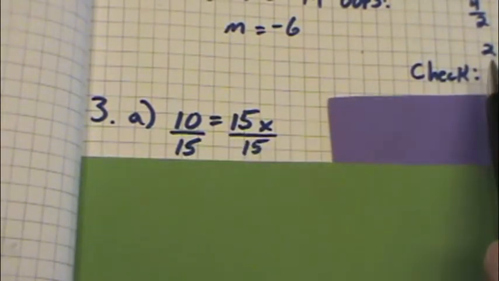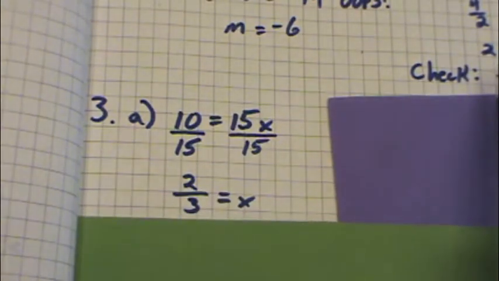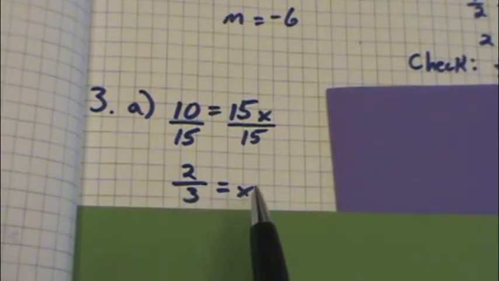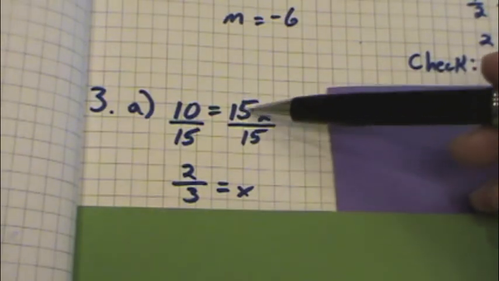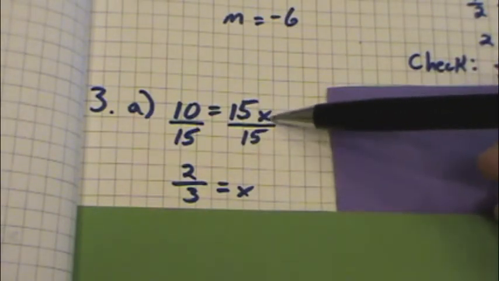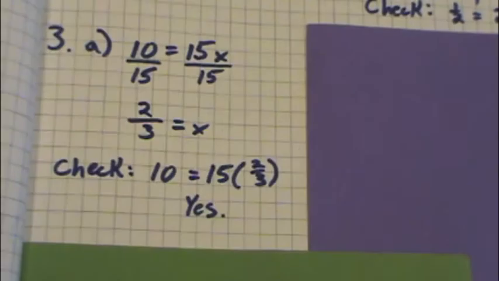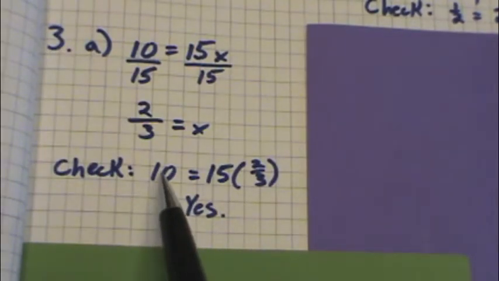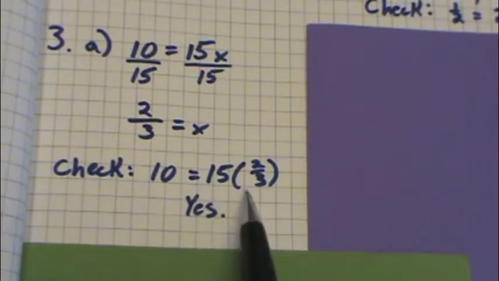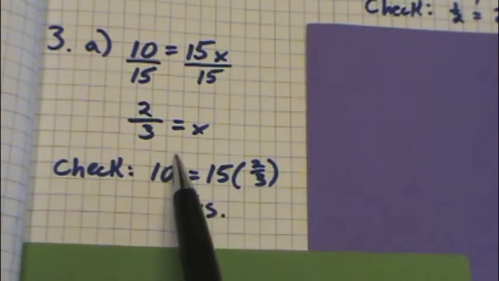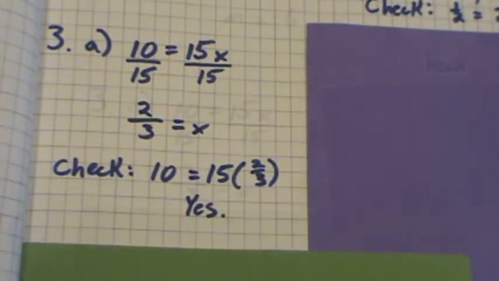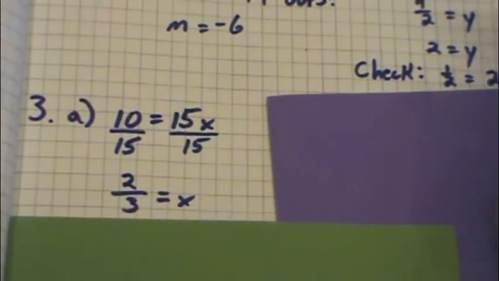So you work through this division, and you end up with 2/3 equals x, because those two 15s cancel out. We have isolated x on this side. 10/15 reduces to 2/3. Don't forget to check your answer. Is 10 equal to 15 times 2/3? Yes, it is. So you were correct. That was not so bad. Letter B.